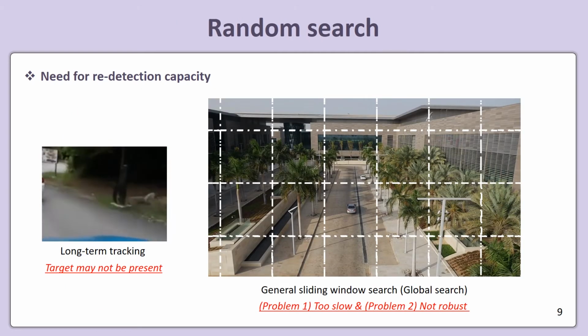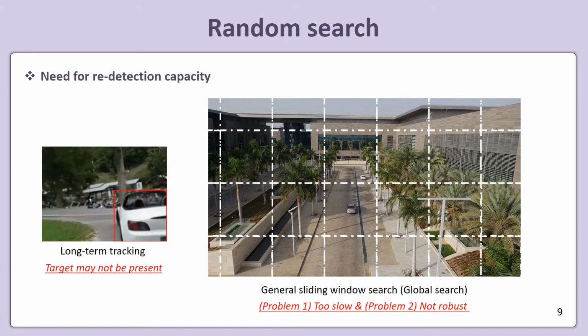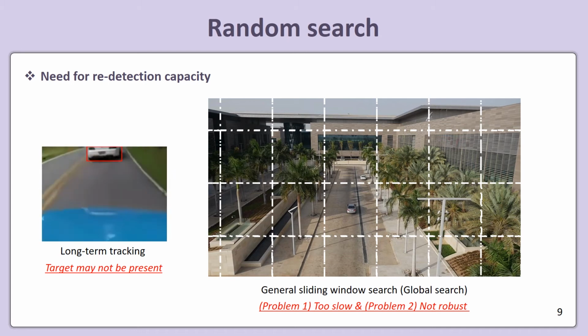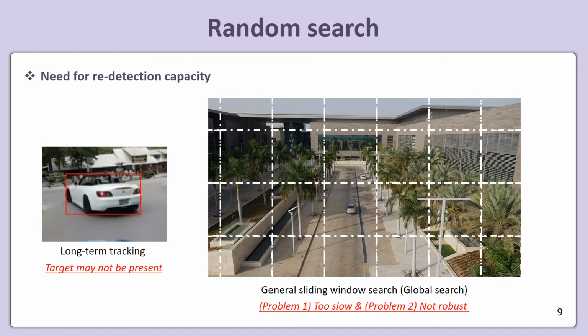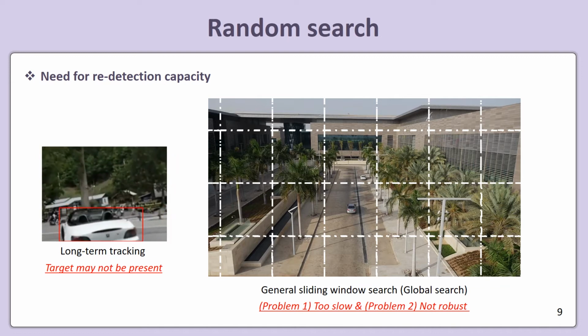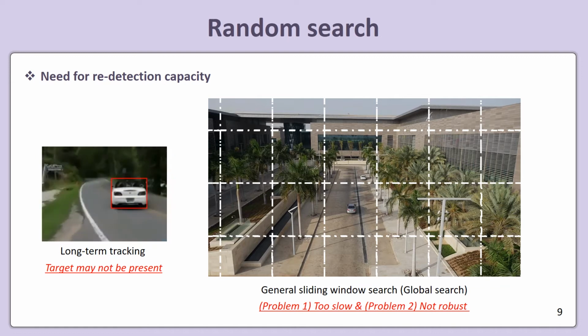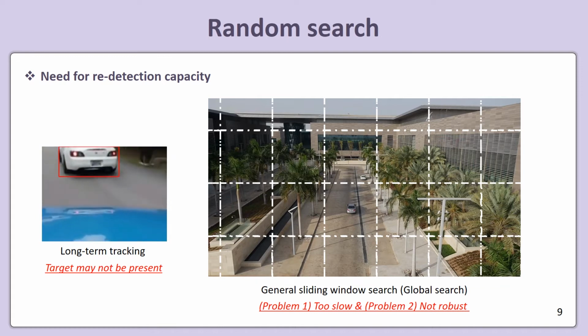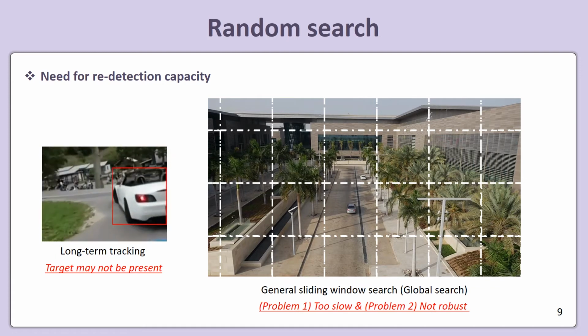This is our second contribution. As I mentioned earlier, in long-term tracking, the target can disappear like in the video on the left. So, most of the long-term trackers use a redetection scheme. In general, they use a sliding window method for global search. However, this approach is too slow and not robust.